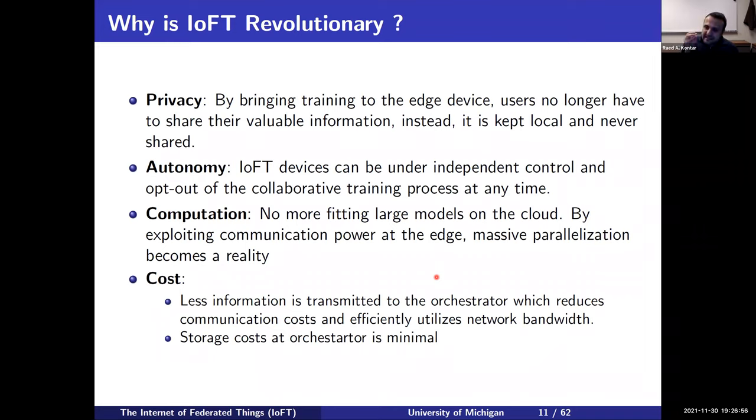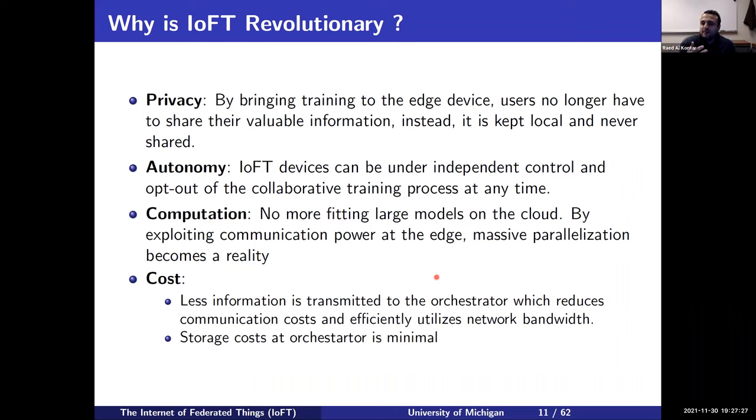Computation is a big advantage. Right now, we are no longer fitting those big models on the cloud. Actually, most companies do not use all their data to fit those big models. It might take weeks, if not months and years. What they do is they try to do some filtering, they subsample the data and fit models based on some representative samples. However, what's happening right now is companies or the cloud is exploiting the compute resources at the edge. And by such, massive parallelization becomes a reality.